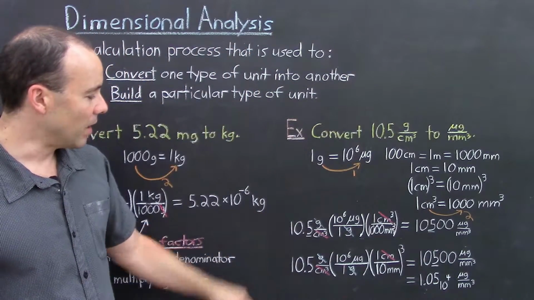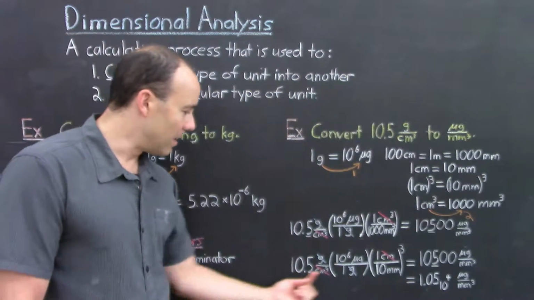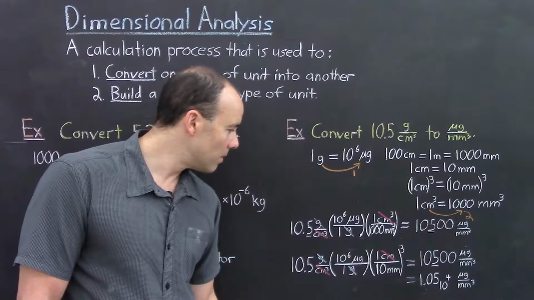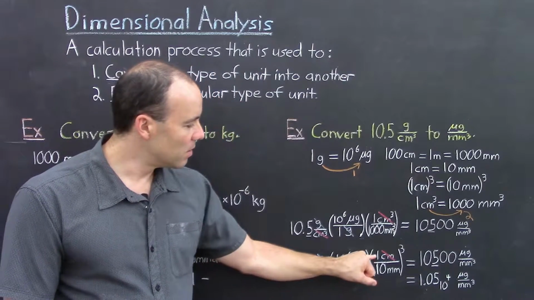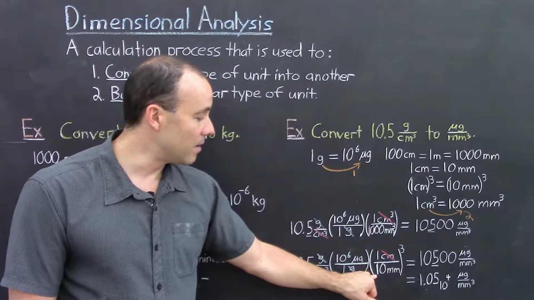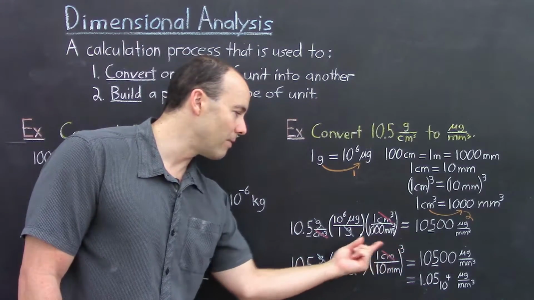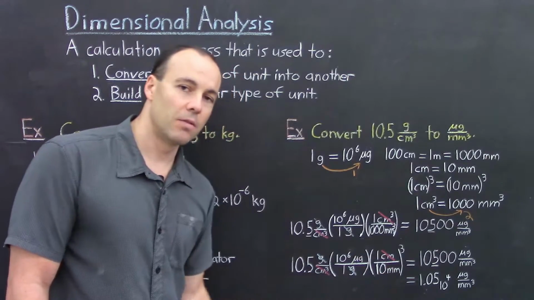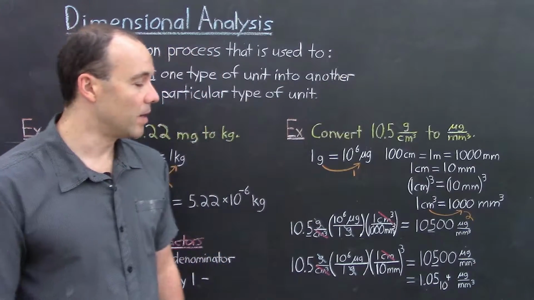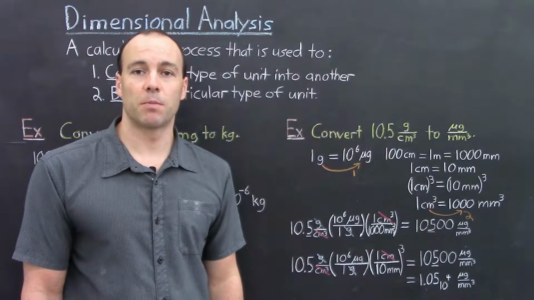Another way to represent this calculation is perhaps a little bit more concisely as follows. The first part is the same, but when you convert the volume unit, all you have to do is use this conversion factor where 1 centimeter is up top and 10 millimeter is down underneath. And then you cube the entire conversion factor, which means you cube everything up top and you cube everything underneath. And it works out the same way. And so your answer comes out in scientific notation again to 1.05 times 10 to the 4th micrograms per millimeter cubed.